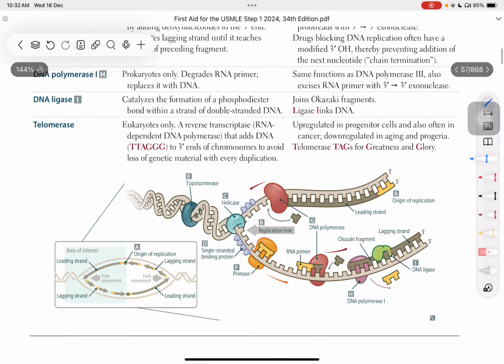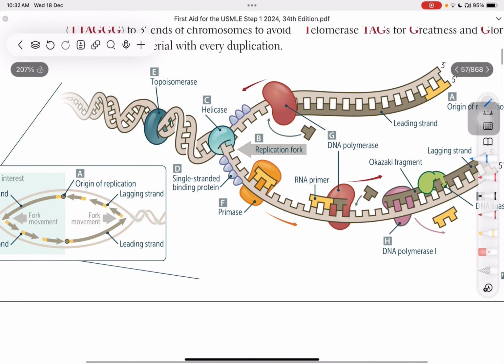So coming to origin of replication, to start the DNA replication, you need a point where the replication starts. That point is called the origin of replication. Origin of replication is a point selected where the maximum adenine and thymine are there.